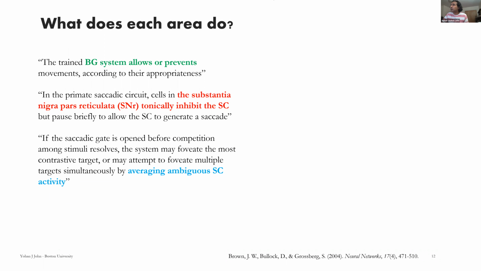If the saccadic gate is open before competition among stimuli resolves, the system may foveate the most contrastive target, or may attempt to foveate multiple targets simultaneously by averaging ambiguous SC activity. So there's several citations for this. I thought that's quite interesting, that if you fail to actually perform a competition, you may get a kind of pathological cooperation where you're averaging between things, where you have two targets and you head for the middle and you get neither. And that can actually happen. Yeah, so there's a bunch of citations about that.